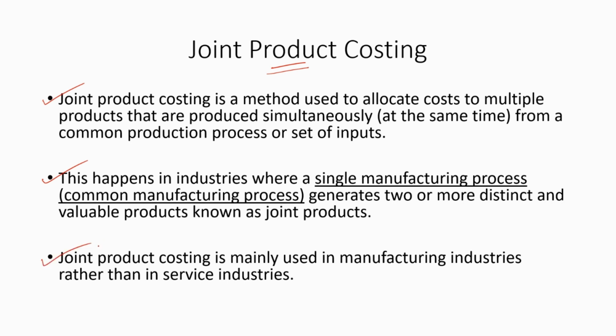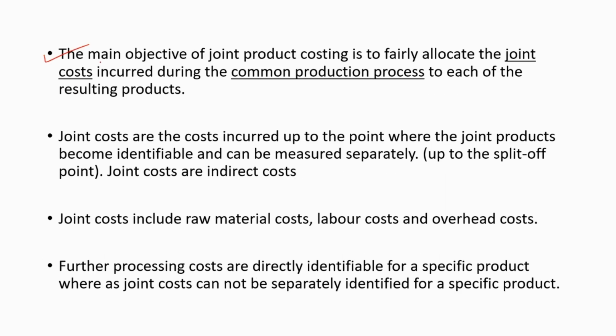Joint product costing is mainly used in manufacturing industries rather than in service industries, because in the service industry, joint product manufacturing is almost impossible. But when it comes to manufacturing industries, joint product manufacturing is very common. The main objective of joint product costing is to fairly allocate the joint costs incurred during the common production process to each of the resulting products.